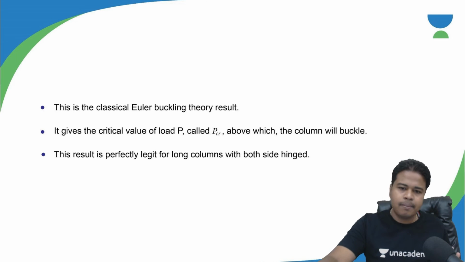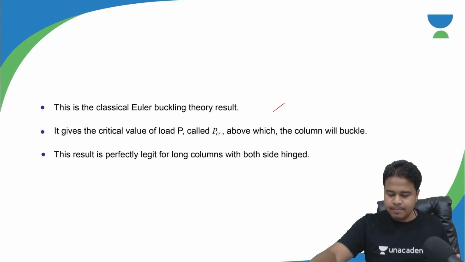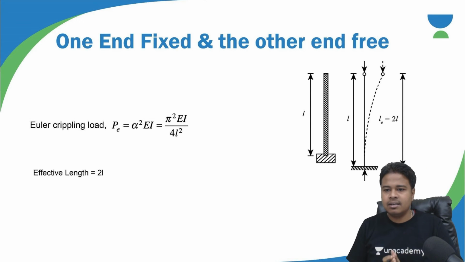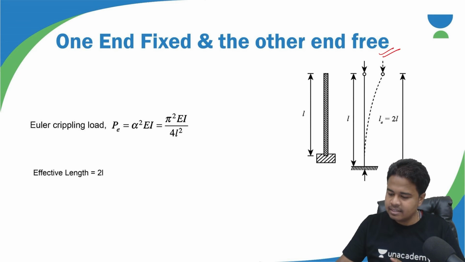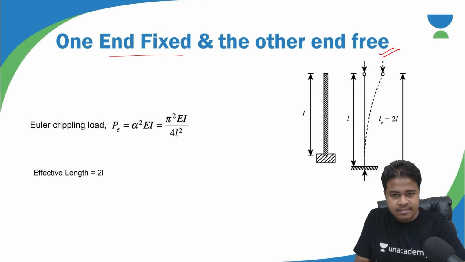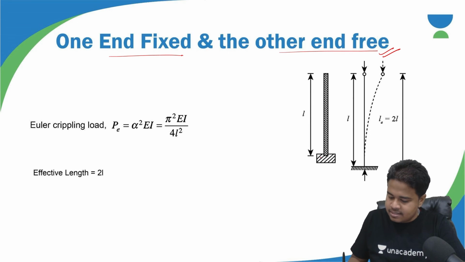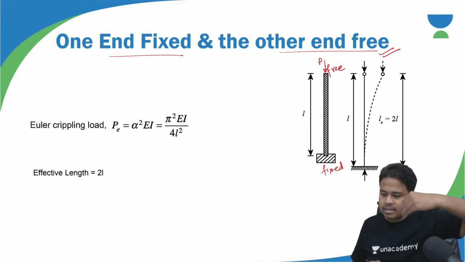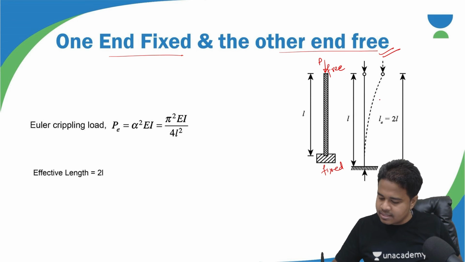So yes, I have explained all these things. Now this is the second thing. One end is fixed and the other end is free. See, this is the fixed one, this is the free. So again, if I apply load P, that is axially compressive load, then it will buckle something like this. You can see here, it will buckle something like this.